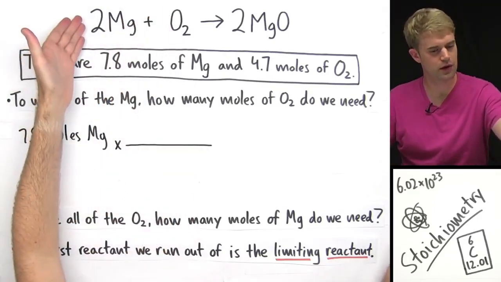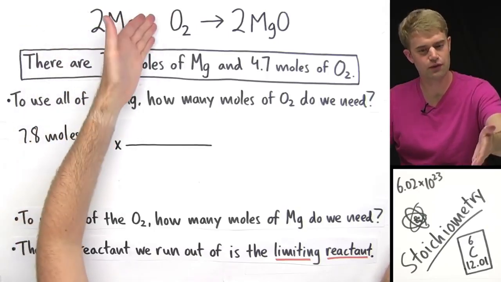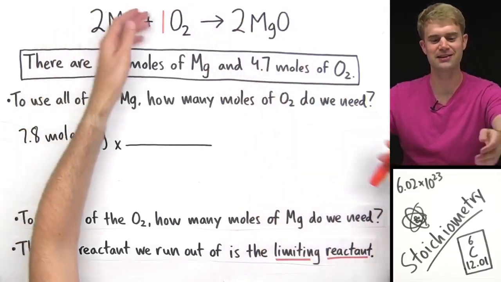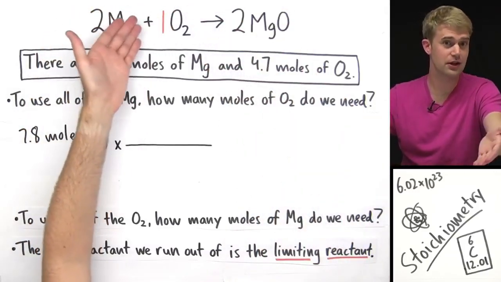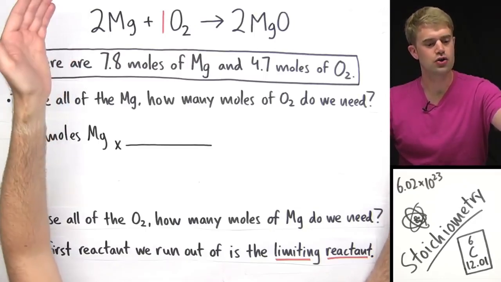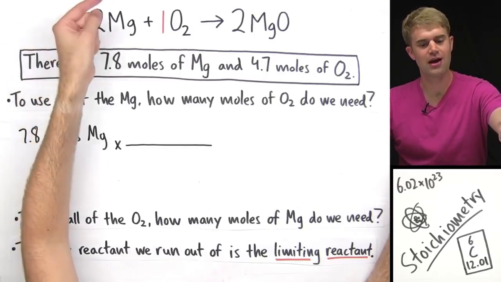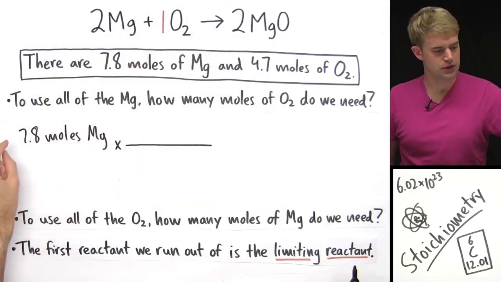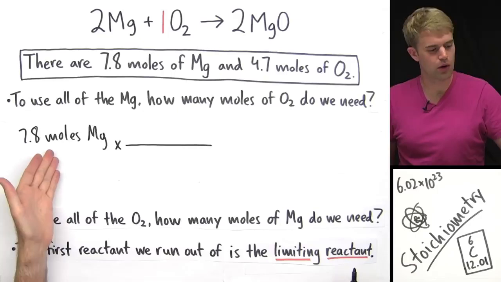There's a 2 in front of the magnesium. There's nothing in front of the oxygen. That means it's really a 1 here. We could write this in to make it a little easier. It's always a 1 if there's nothing in front of the compound. So this equation is telling us that there are 2 moles of magnesium for every 1 mole of oxygen in this reaction.